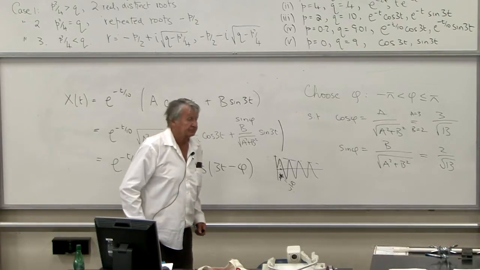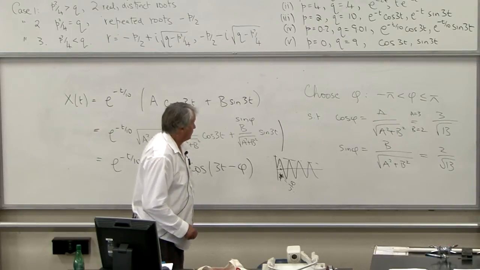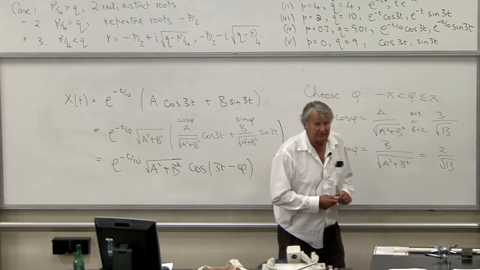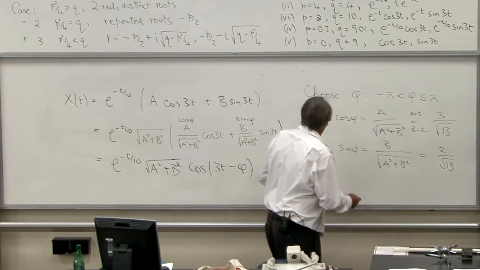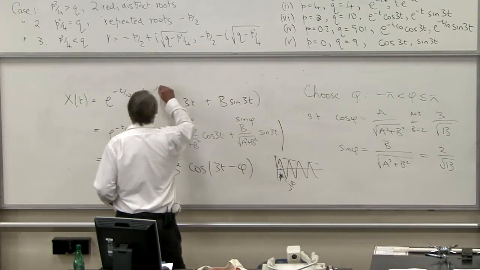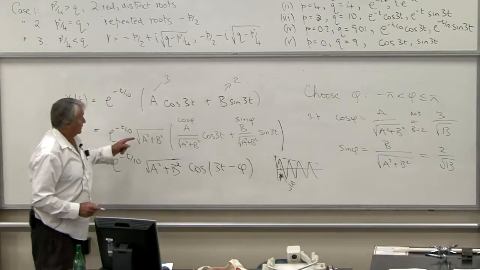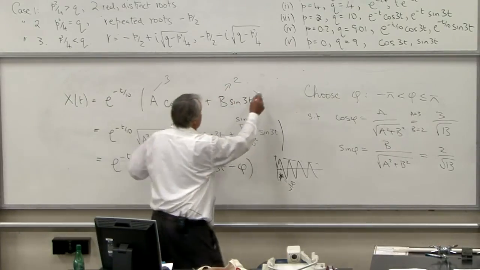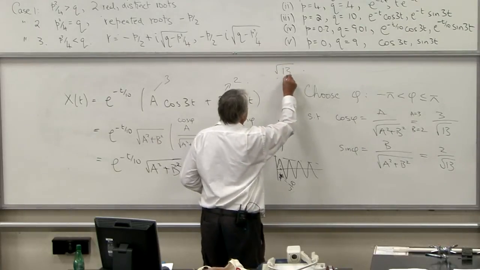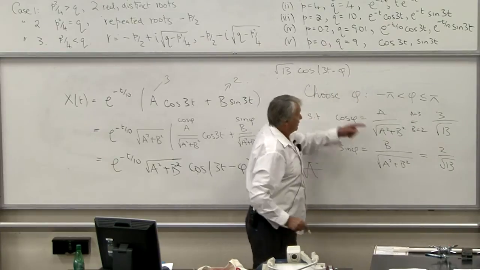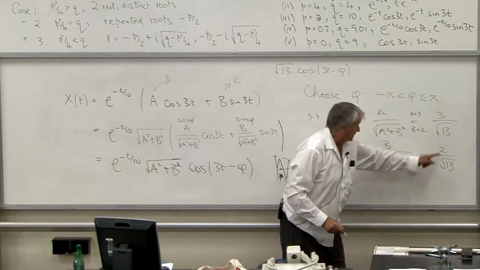Question? Where did I get a equals 3 and b equals 2? I just took that as an example. Okay? It was just if this happened to have been 3 and this happened to be 2, this is the way you write that, then, as the square root of 13 times cosine 3t minus phi, where cos phi is that and sine phi is that.